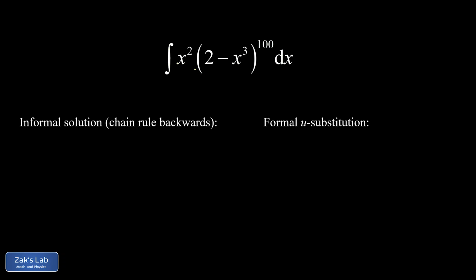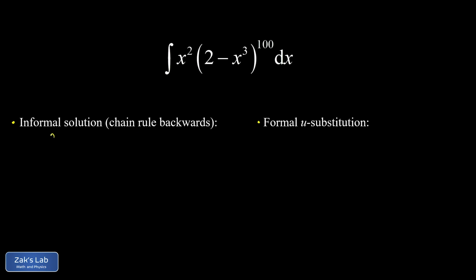In this video, we're computing the integral of x squared times the quantity 2 minus x cubed, all raised to the 100th power. We're going to start by doing this in an informal way by seeing the chain rule backwards, and then we'll show how to do it with a formal u-substitution.